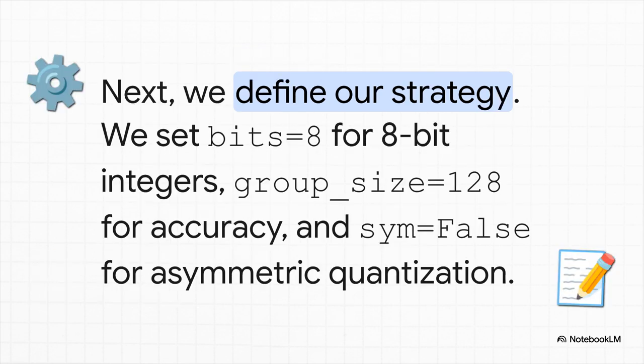The second step is to create a game plan. We're setting the rules for the quantization process. We're telling it, hey, convert the model's weights to 8-bit integers and do it in these small, manageable groups of 128 for better accuracy. Now that sym equals False part, that's really interesting. It tells the tool to use something called asymmetric quantization. It's like giving it a flexible, sliding ruler instead of a fixed one, which allows for a much more precise fit when converting the numbers. And that usually means a more accurate final model.